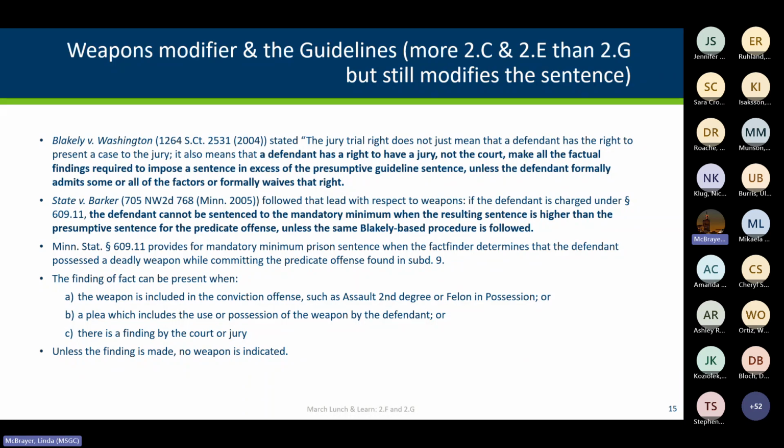So after a lot of this, the determination is pretty much the finding of fact is present when the weapon is included as the conviction offense, the defendant pleads guilty to the offense and admits to the use or possession of the weapon, or there is a finding by the court or the jury in a trial based on whether or not the weapon was an element of the crime. And unless that finding is made, no weapon is indicated unless it is one of the automatic weapons offenses.